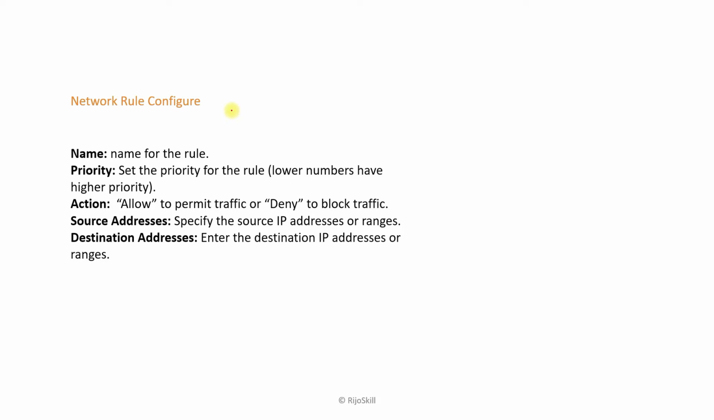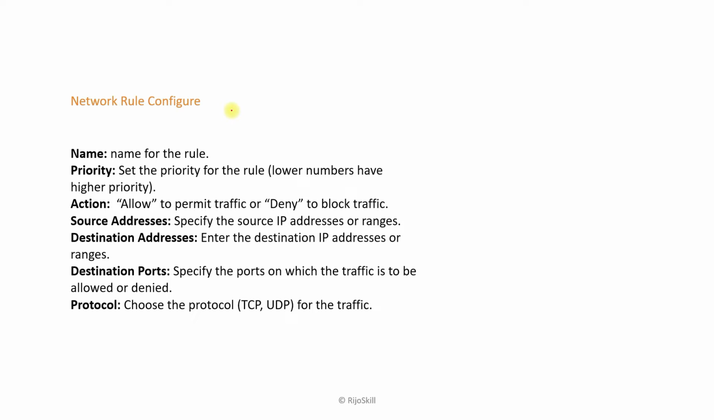In the previous example, our source address is the private IP address of our virtual machine, and the destination address is our DNS server. Destination ports are the ports needed to receive the traffic, and for the protocol you can choose TCP or UDP. So now you understand the network rule configuration. We will go to the next rule. Next we discuss the application rule.